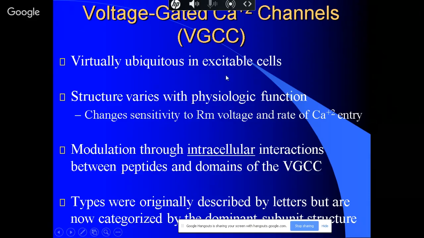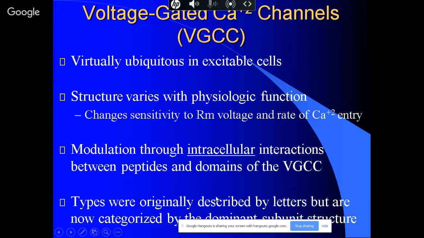Their structure is going to vary according to what they do. The structural changes will determine the resting membrane voltage at which the channel opens, and also the amount of calcium that enters once the channel opens. That's what you're going to do with the regulatory proteins or peptides associated with the voltage-gated calcium channel. You're going to be able to modulate it. The central nervous system modulates everything, right? So all of the influences that we have been talking about through G-protein coupling, and that we're going to talk about next week also, they all are going to have the ability to modulate the voltage-gated calcium channel.